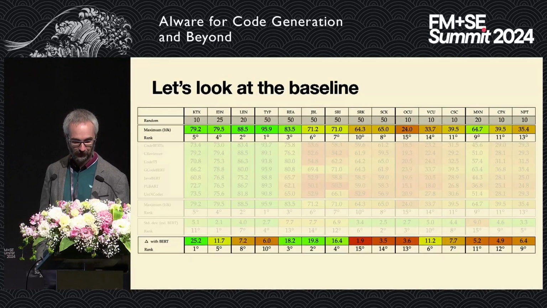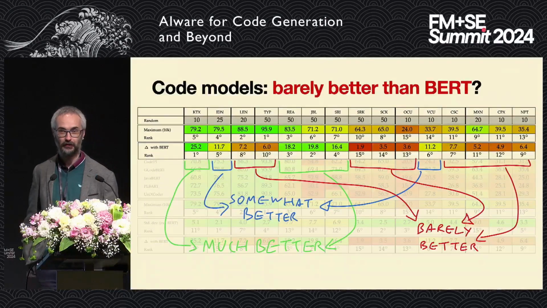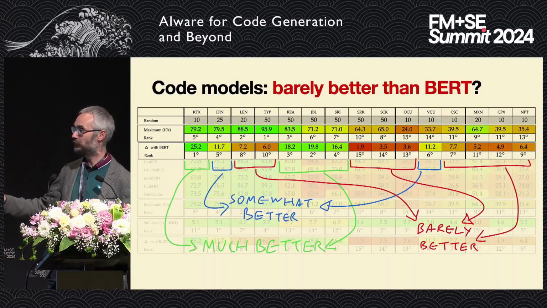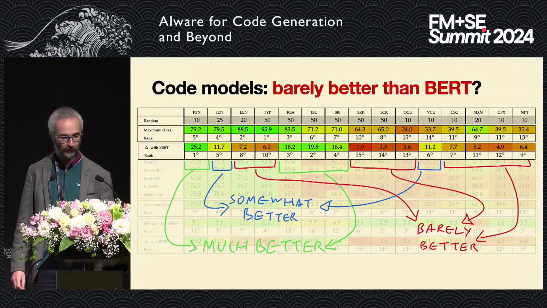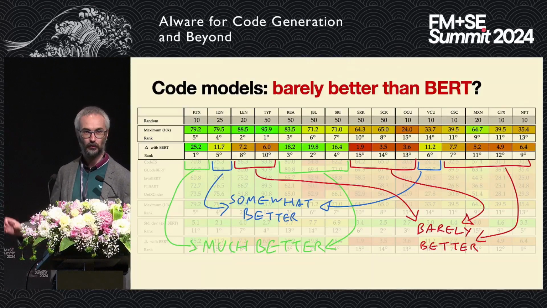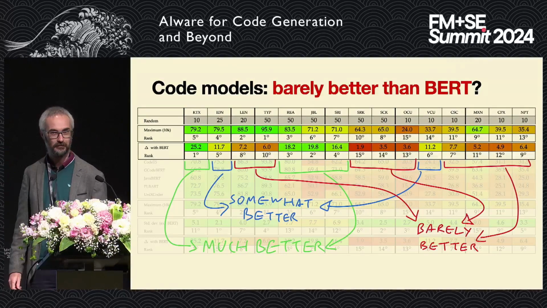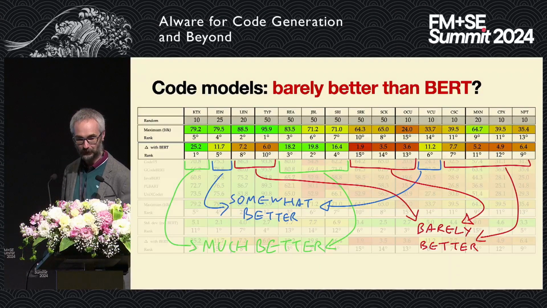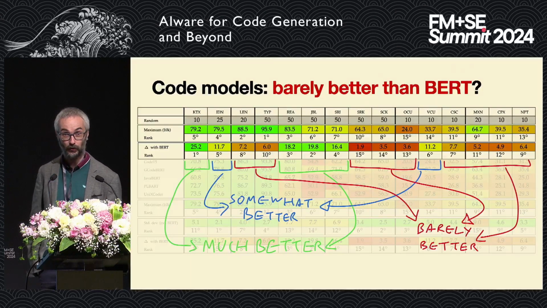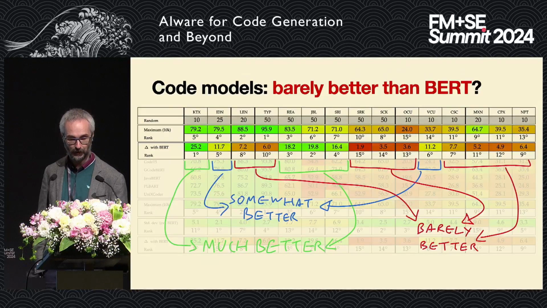And the interesting thing is, if we look at the baseline, and if we take essentially the difference between the best code model and the performance of BERT, we see that there are some tasks where the source code models are much better than BERT. Some where they are somewhat better, and some where they are barely better than BERT. Sometimes it's almost embarrassing. So there are some tasks where the models really do not encode these features well.